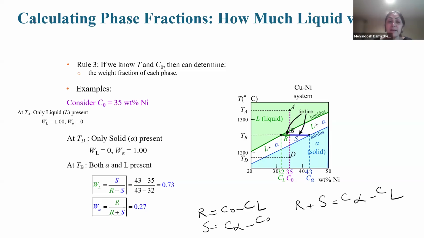So substitute here, and we find that omega L, or the phase fraction of liquid, is 73%. And for phase alpha it is 27%. The sum should always be 100. If we only have two phases, the summation of the weight fractions for both of them should be 100. But if we have three phases, the summation of all phases that we have should be 100%.